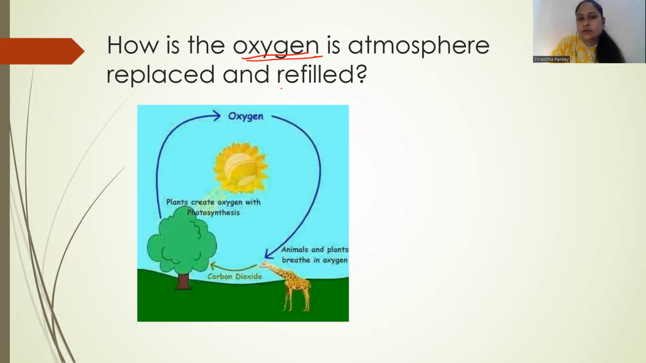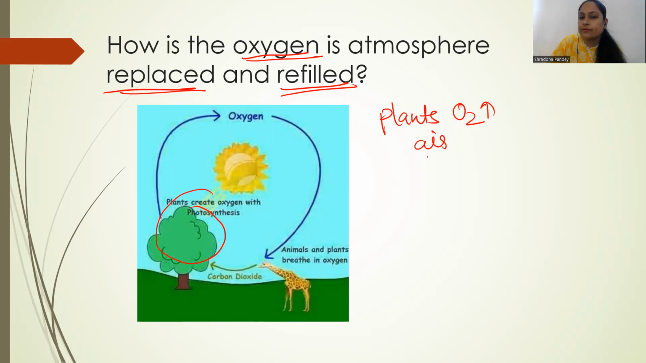So how is it present? It is replaced and refilled. How is it refilled? It is with the help of trees, with the help of plants. Plants are the ones which refill this oxygen in the air.